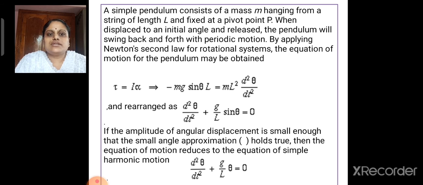Rearranging the equation, we get d squared theta by dt squared plus g by L sin theta equals 0. We know that when angle theta is very small, sin theta can be approximated to theta. Hence, the above equation becomes d squared theta by dt squared plus g by L times theta equals 0.